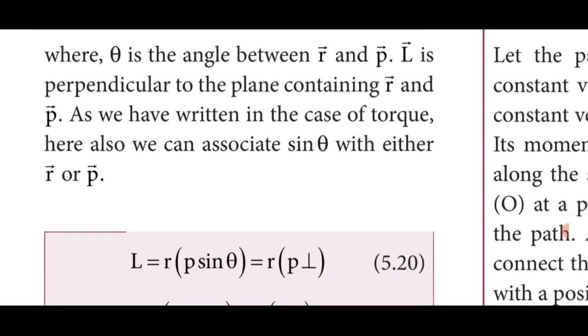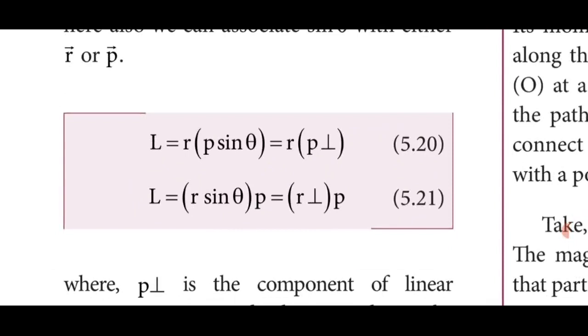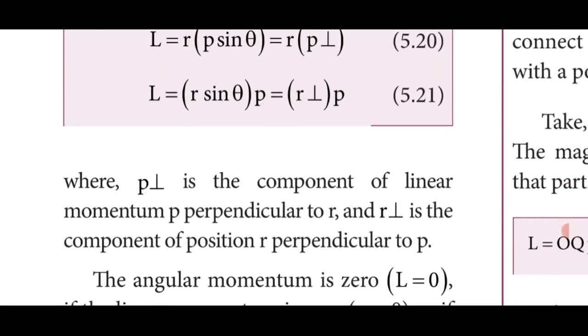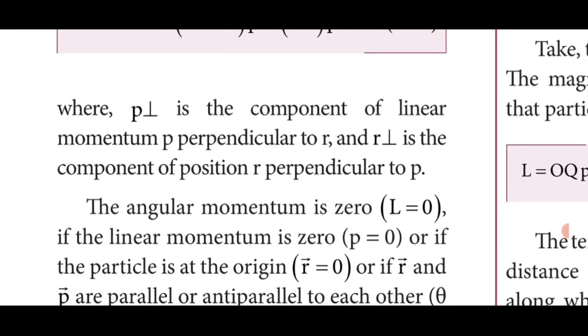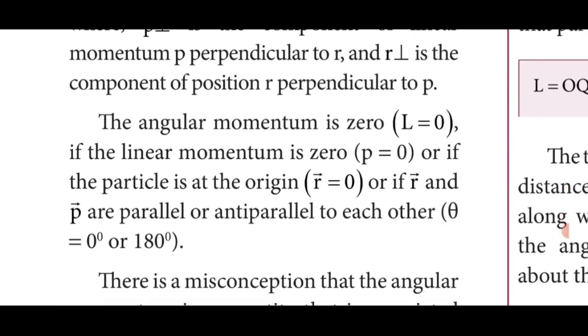So L is equal to r into P sin theta, that is r into P perpendicular, and L is equal to r sin theta into P, that is r perpendicular into P. Here P perpendicular is the component of linear momentum P perpendicular to r, and r perpendicular is the component of the position r perpendicular to P.